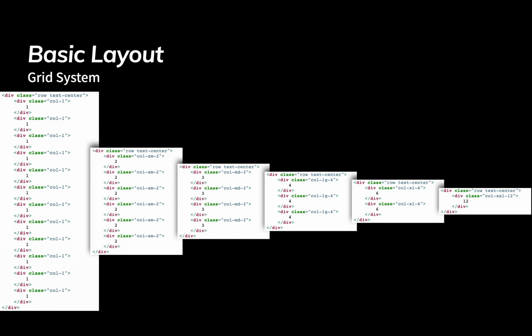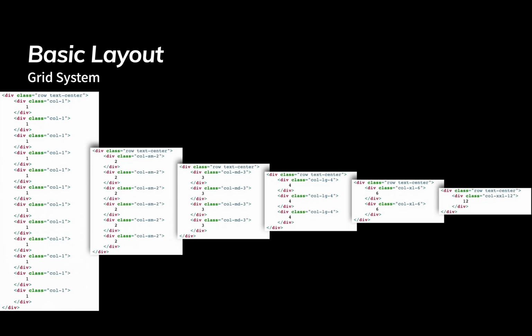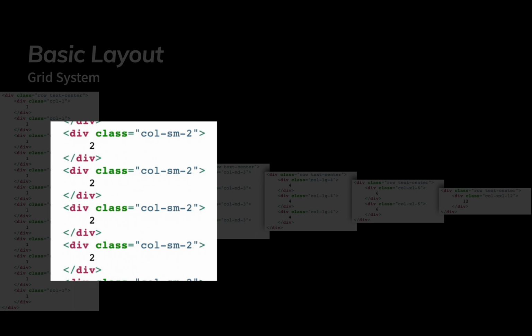So on the leftmost side, we're not adding a size class. We're just keeping it as column-1. And that means that no matter what the size of our window is, each one of those content columns is going to span one column. In the second case, we're saying we're going to have 6 different columns which span 2 of our grid columns each. And we want them to span 2 of our grid columns each until we hit the breakpoint for a small device.